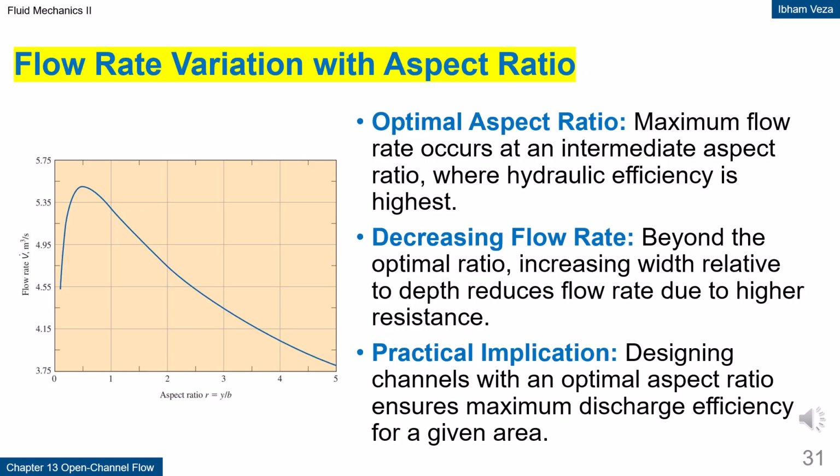Flow rate variation with aspect ratio. The flow rate reaches a maximum value at a certain aspect ratio that provides the highest hydraulic efficiency. If the channel width keeps increasing while the depth decreases, the flow resistance actually increases. This condition causes the discharge to decrease even though the cross-sectional area may still be large. Therefore, there is a geometric proportion that is most efficient for conveying water. This principle is very important in artificial channel design.